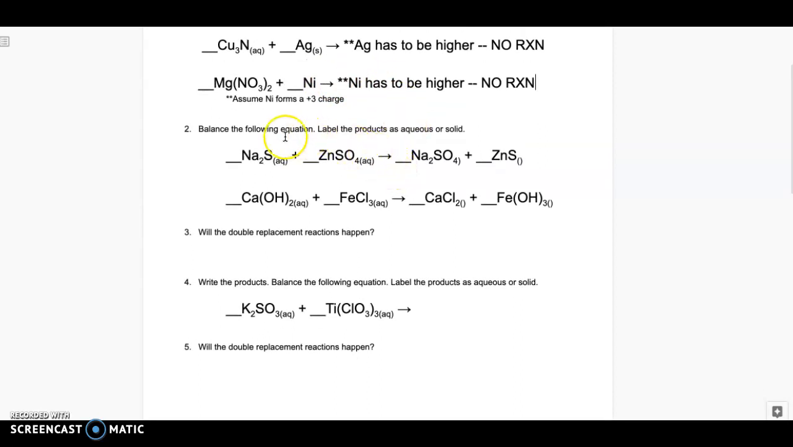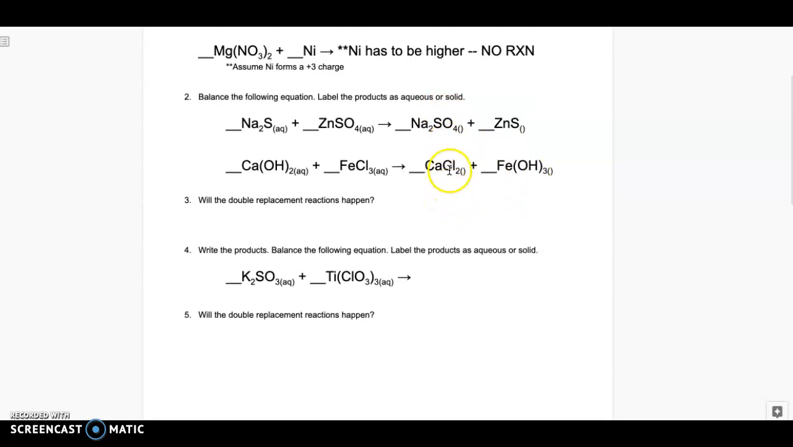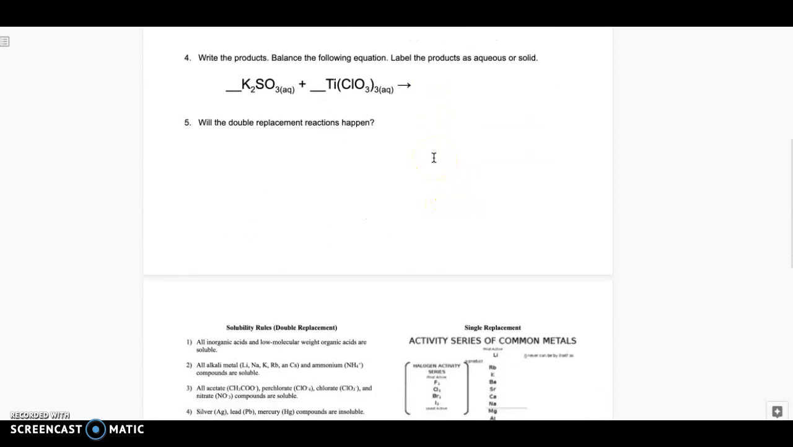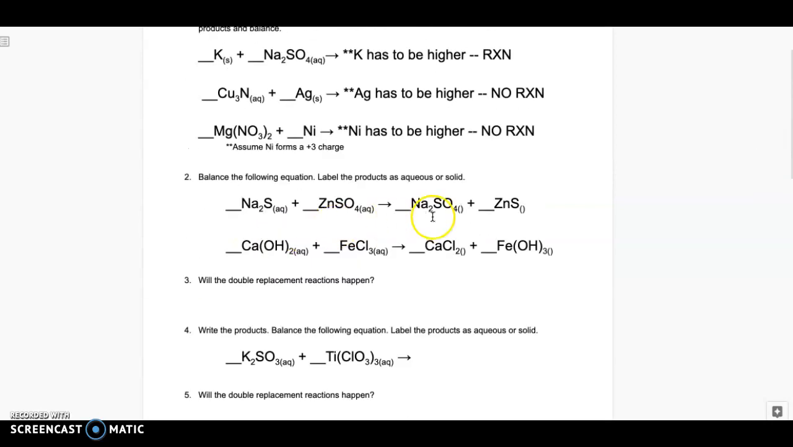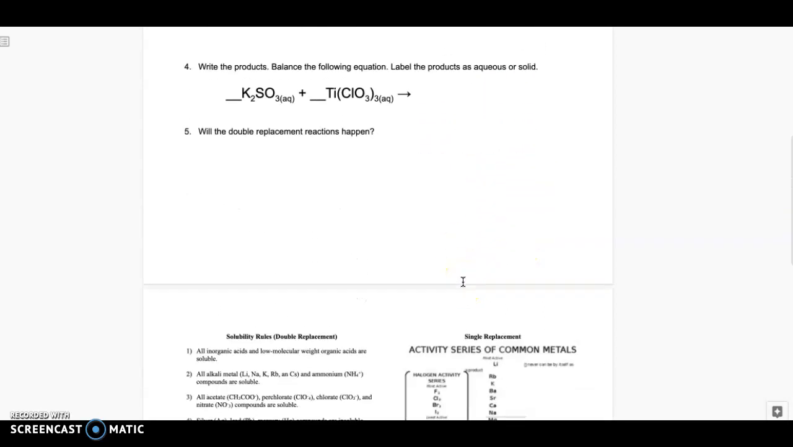So this one says balance the following equation. That's good practice for us. Label the products as aqueous or solid. That's the most important part here. So I'm going to go through each of these individually, and we'll just go rule by rule. So the first rule says all inorganic acids are soluble. So basically anything that starts with H for us, any acids, are soluble. So I look through here, I don't have any of those. Okay.